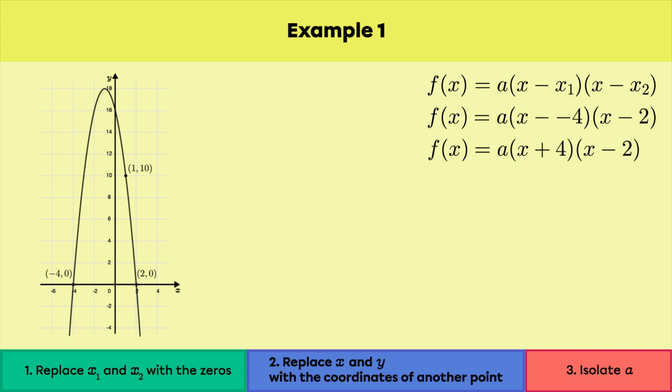The next step is to plug the coordinates of a point into the rule. The point we have is (1, 10). Replace x with 1 and f of x with 10. Be careful, there are two x's in the rule.